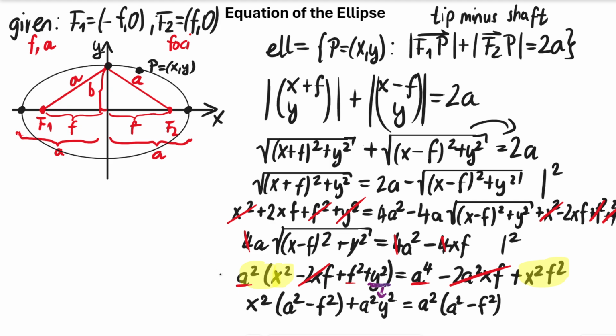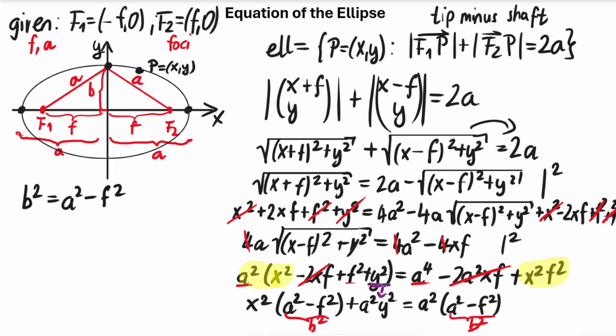Now go back to the sketch. What can you see here in the sketch by the Pythagorean theorem? That b squared is a squared minus f squared. A squared, the hypotenuse, minus f squared is b squared. And now I can use this here. What is a squared minus f squared in this case? It is b squared. And the same on the right side. A squared minus f squared is also b squared here.